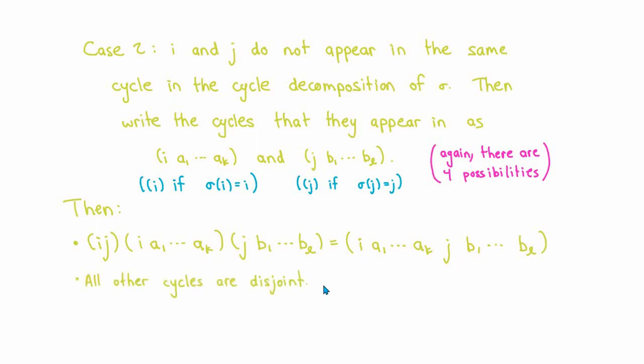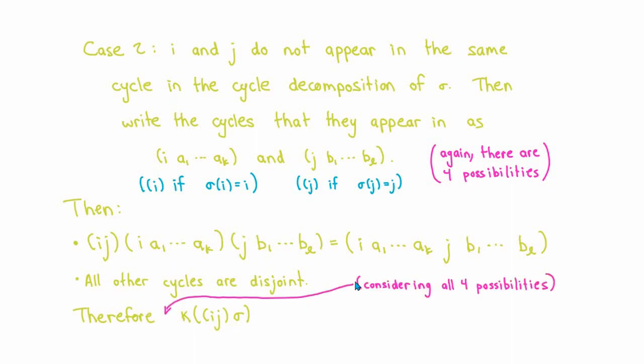Now, just as before, all the other cycles in the cycle decomposition of sigma are disjoint from these cycles. So fixed points and cycles that don't involve the i and the j and the ai's and the bi's are not going to come into the calculation of kappa. So what is the value of kappa of (ij) times sigma in this case? Well, here you need to remember that there really are 4 different possibilities, so to be thorough you should check all 4. But you're going to find out that in every case, kappa of (ij) times sigma is equal to kappa of sigma minus 1. Now this finishes our consideration of the second case.